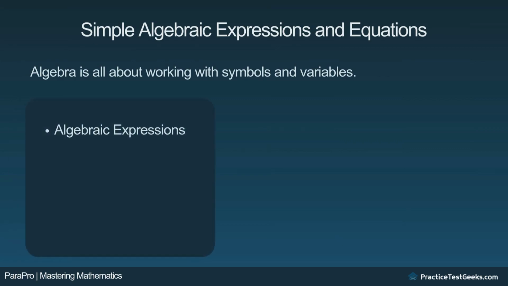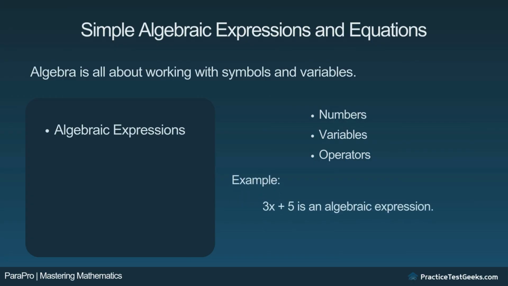Algebraic expressions. An algebraic expression is a combination of numbers, variables, and operators, such as addition, subtraction, multiplication, and division. The goal is to simplify or evaluate these expressions by performing operations. Example: 3x plus 5 is an algebraic expression. To evaluate it, you would need to know the value of x.